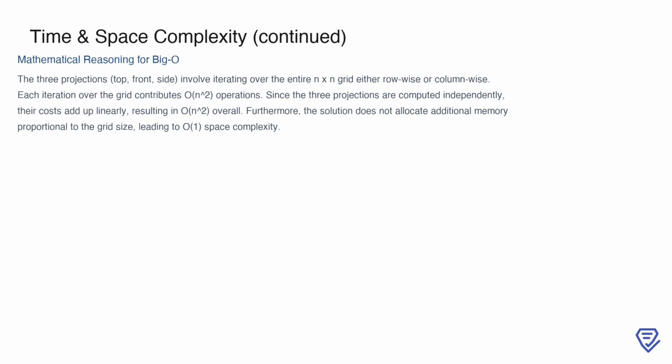Additionally, the solution does not allocate any memory proportional to the grid size. All calculations are performed in place, with only a constant amount of extra space used for variables, resulting in O(1) space complexity. This efficiency ensures the algorithm is both time and space optimal for this problem.